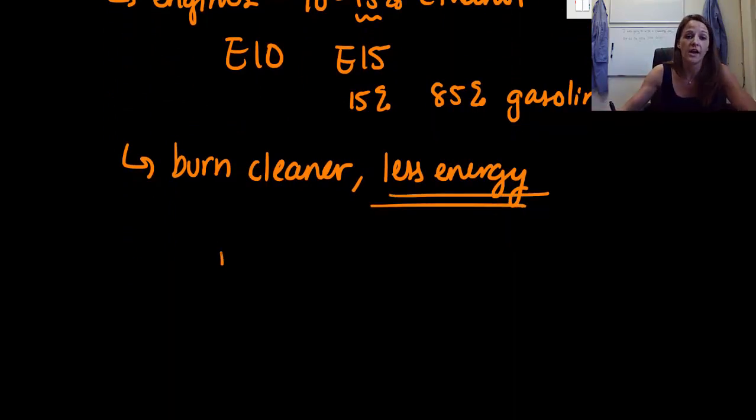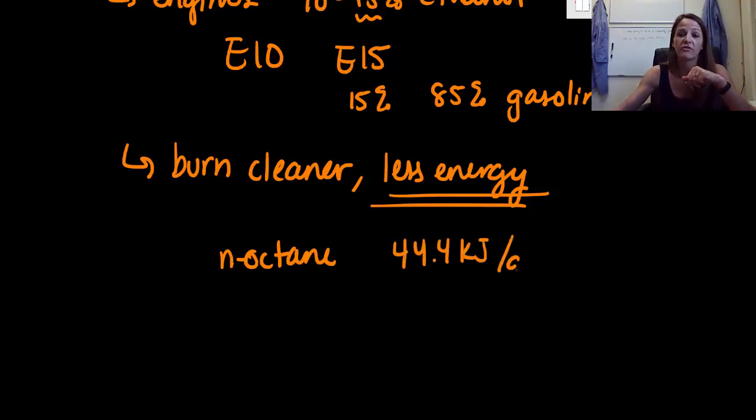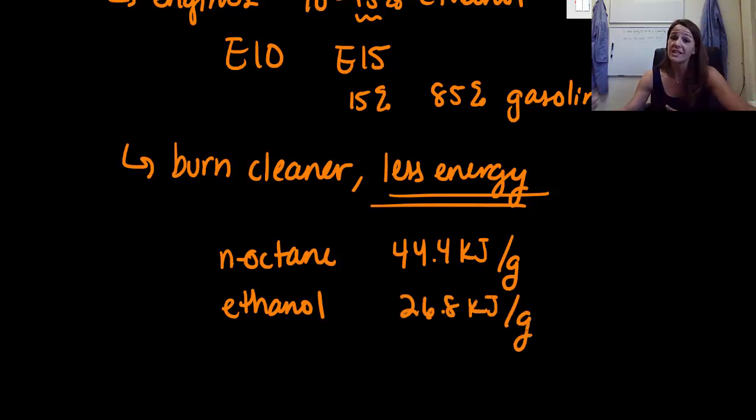So let's look at n-octane. N-octane is essentially derived from the fossil fuel petroleum, and it can make about 44.4 kilojoules of energy for every gram burned or combusted. Now in comparison, we have ethanol, and ethanol makes about 26.8 kilojoules of energy for every gram burned. So that's a significant decrease.